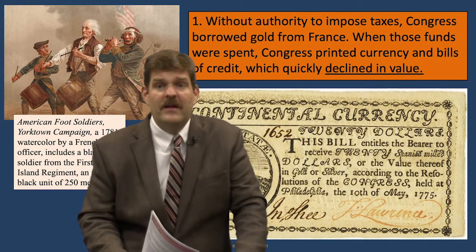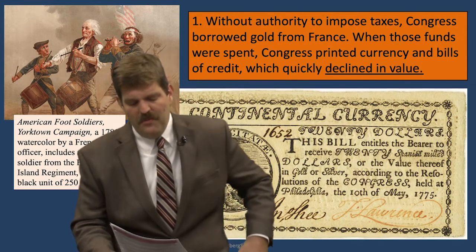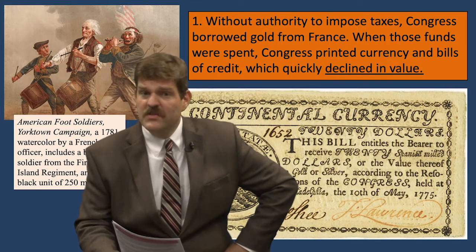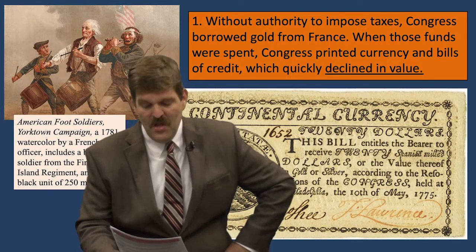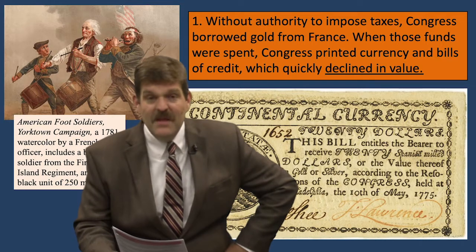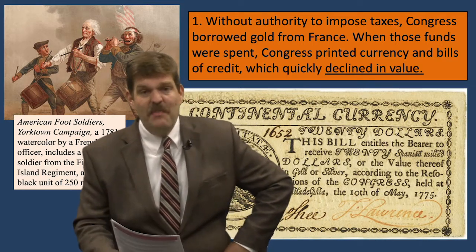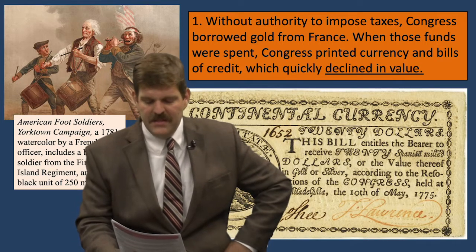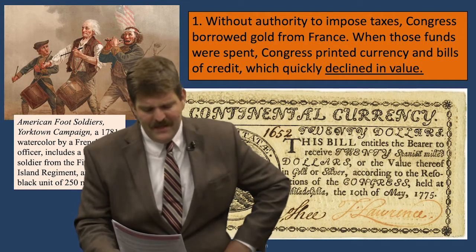Basically they say, we need to figure out how to get our money straight. And so they named Robert Morris to oversee financial matters. Robert Morris might be one of the most important founding fathers that you've never heard of, but he traded, for instance, American flour and tobacco to France in exchange for war supplies, things like guns and gunpowder and blankets.